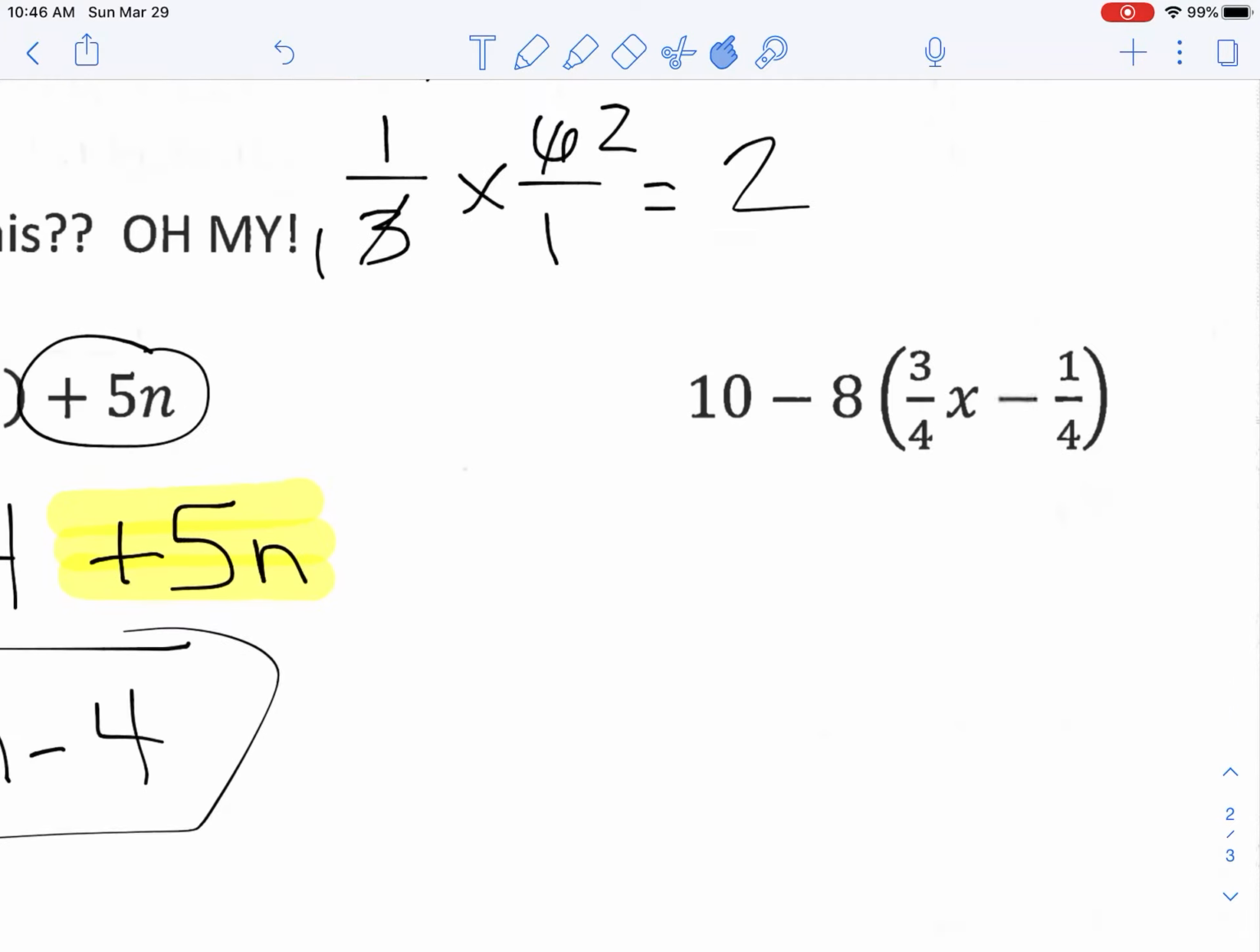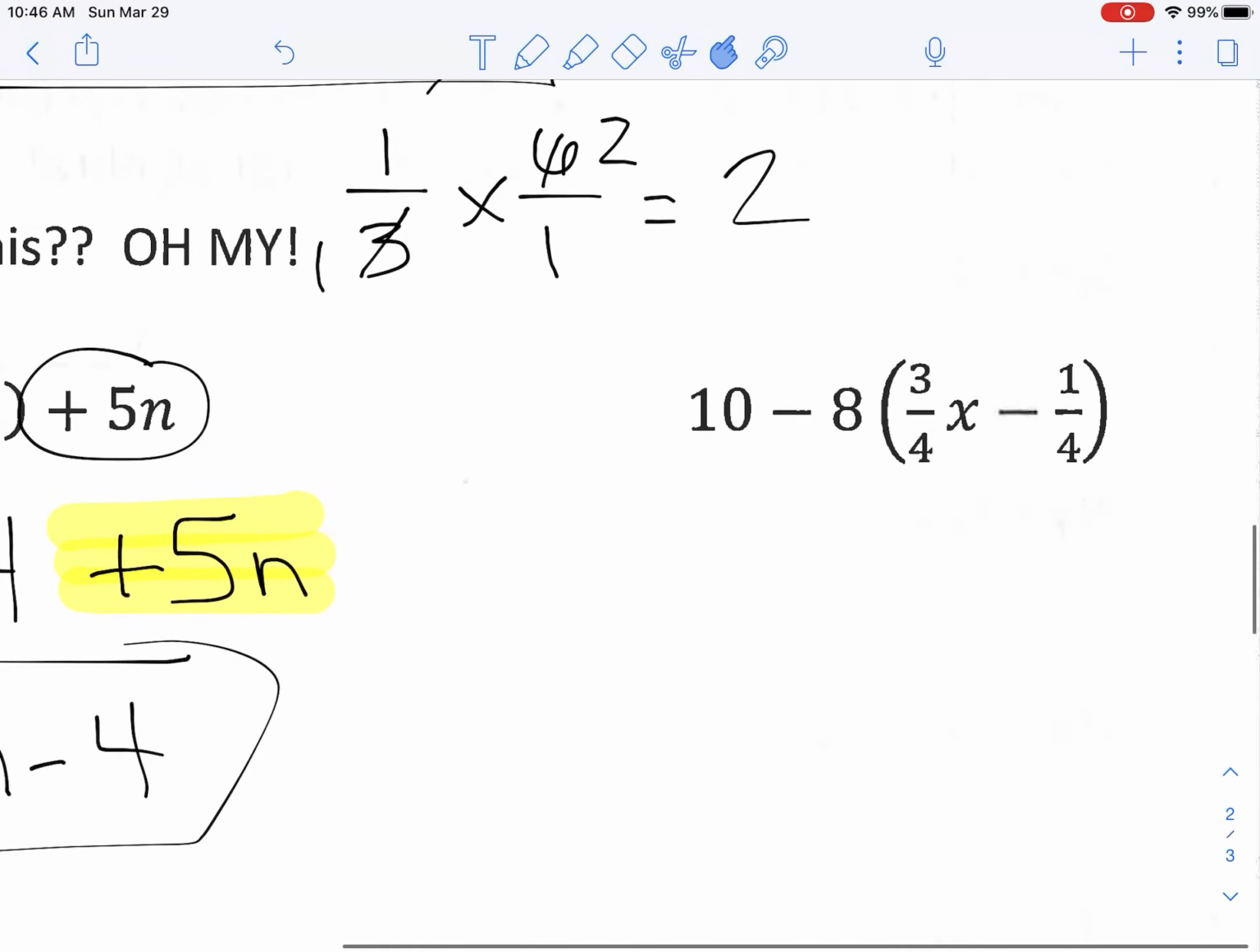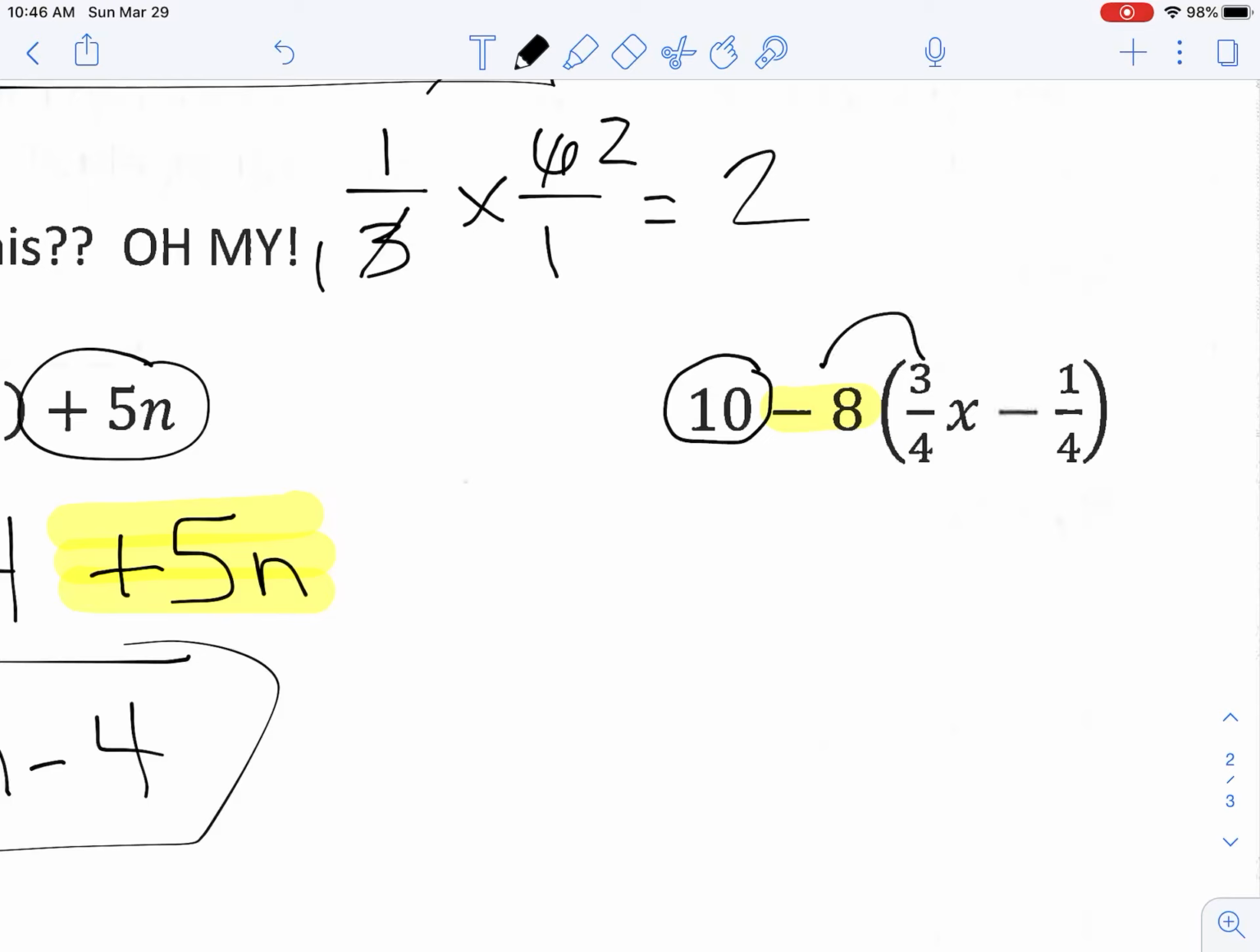All right, last one. The first thing I'm going to do is ignore that 10 sitting out here in the front. What I'm focusing on right now is my negative 8. I'm going to distribute that to the 3/4 x, and I'm going to distribute that to the negative 1/4. So what we're asking you to do is multiply negative 8 times 3/4.